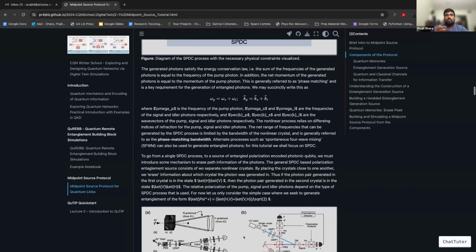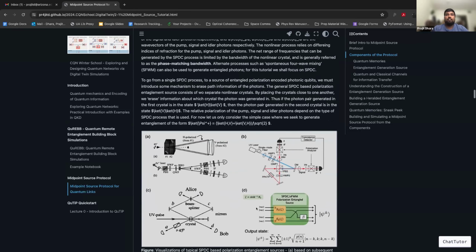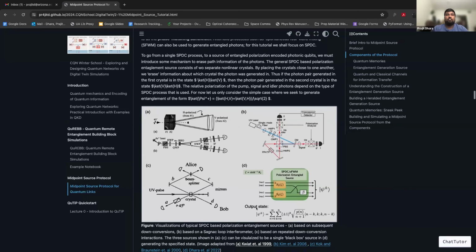This is how you take a single SPDC process and build a, not a higher dimensional, but a dual rail polarization encoded entangled state, an entanglement source generally. Some implementations of this that have been studied in literature, both experimentally and theoretically, are shown in this diagram. The source A shown over here is one of the earliest sources from the group of Paul Kwiat and others.